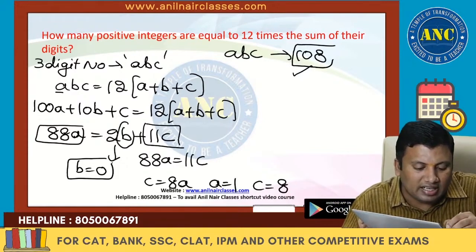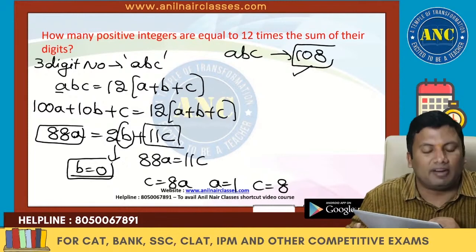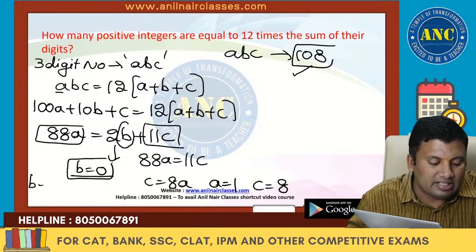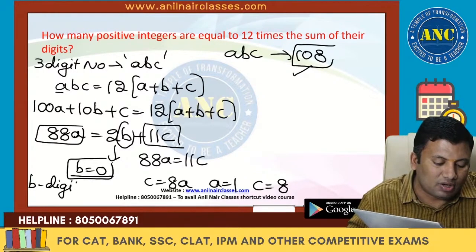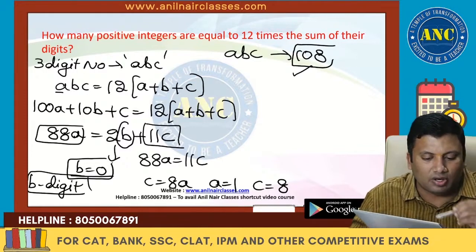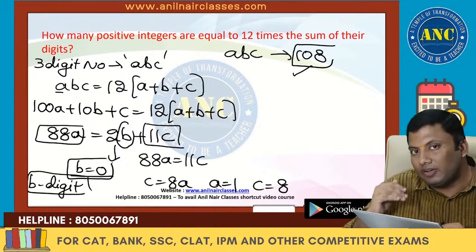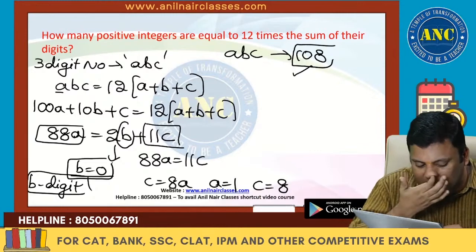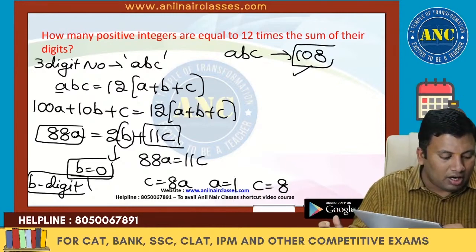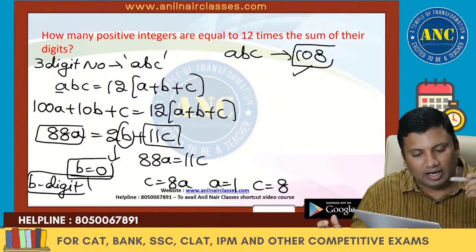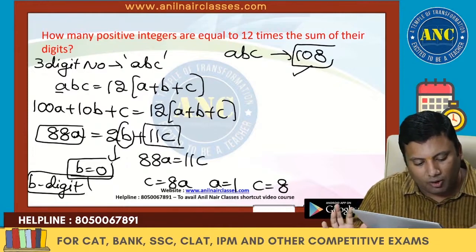Here B is a digit. A digit can take any value from 0 to 9 only. So beyond 0, no other case is possible. Then what will happen if it is beyond a 3 digit number? Let us see. 3 digit number, I hope it is clear.